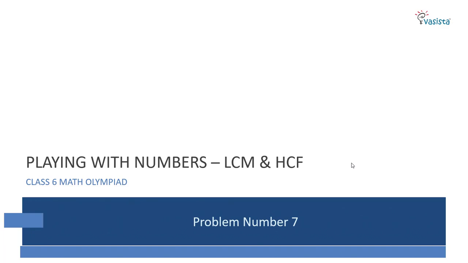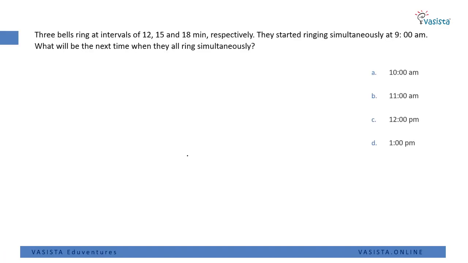Fine, let me start working on problem number 7. Right here, 3 bells ring at intervals of 12, 15 and 18 minutes respectively. They started ringing simultaneously at 9 a.m. Right, what will be the next time when they all ring simultaneously?